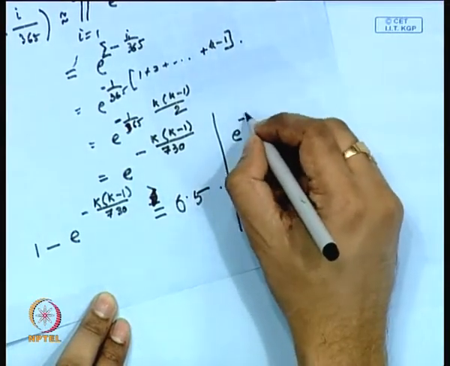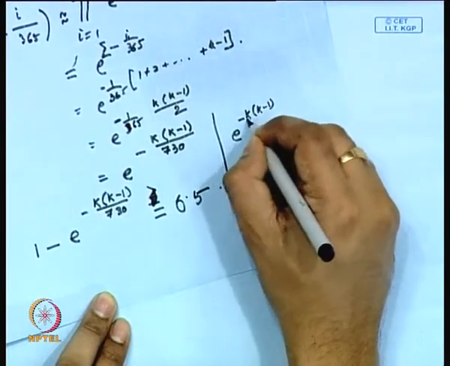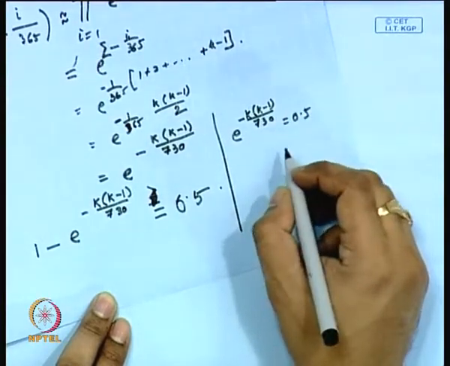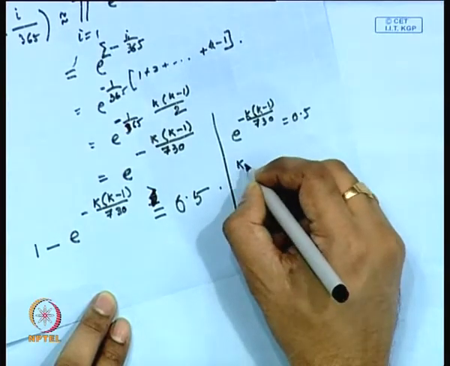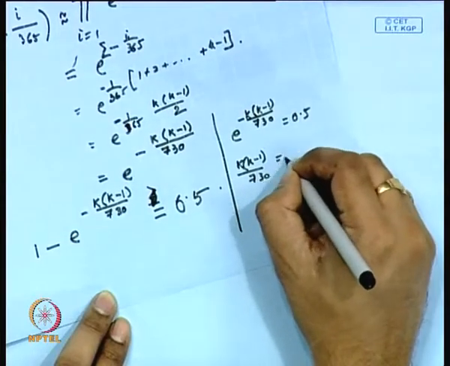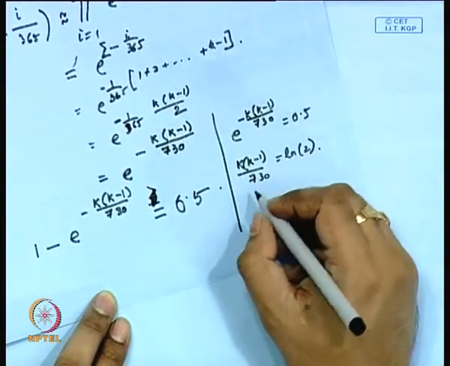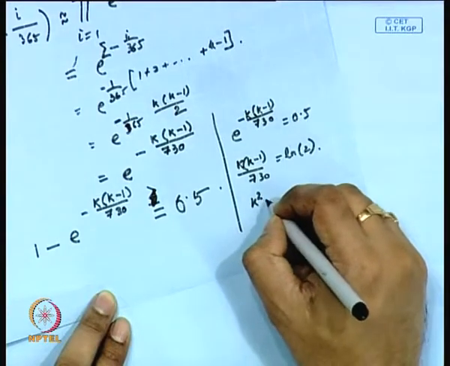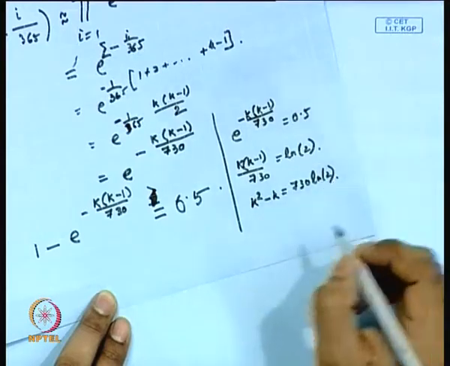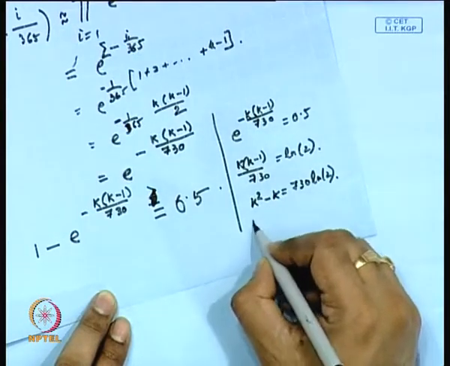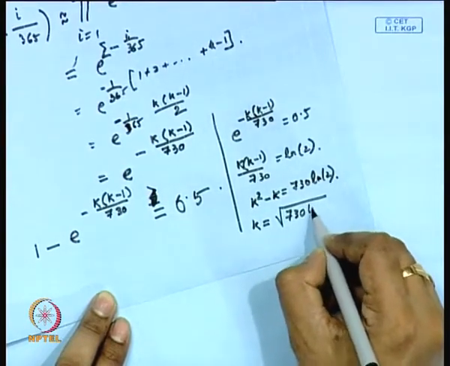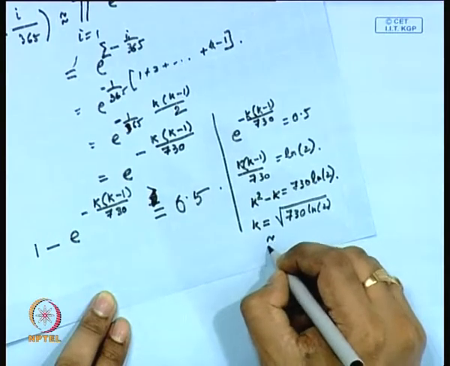E to the power of minus k into k minus 1 by 730 will be equal to 0.5, and then if you take a log on both sides, it works out to k into k minus 1 by 730 is nothing but ln of 2, and therefore you get k square minus k will be equal to 730 into ln 2. If you neglect k with k square, then k will be roughly equal to square root of 730 ln 2, and that will be approximately 23.